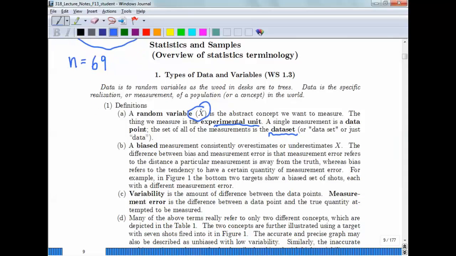Now, if there's a systematic mismeasurement, that's bias. For example, if I was using a stretched out tape measure that when it said 5 feet, it was actually 5 foot 4 inches, let's say, because it was stretched, those would be biased measurements.